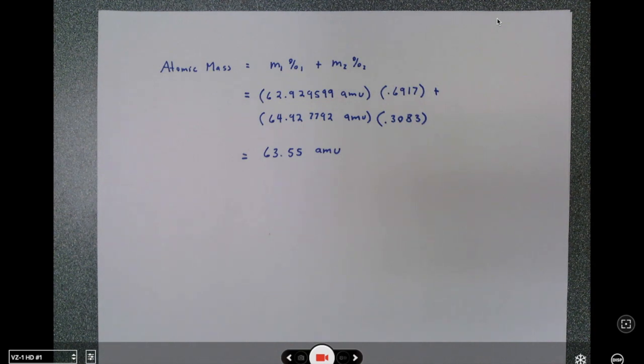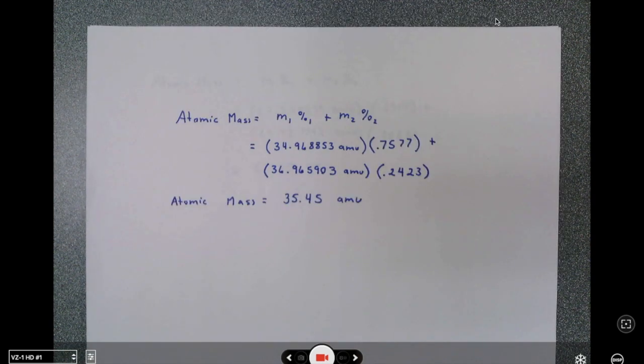Now at this time, take a moment, pause the video, and find the average atomic mass of chlorine on your own. Here you can see for chlorine, we have substituted the atomic mass and percent abundance for each of the two isotopes. Chlorine 35 has an atomic mass of 34.968853 AMU, and at 75.77% abundance, we substitute in 0.7577 as the decimal form.